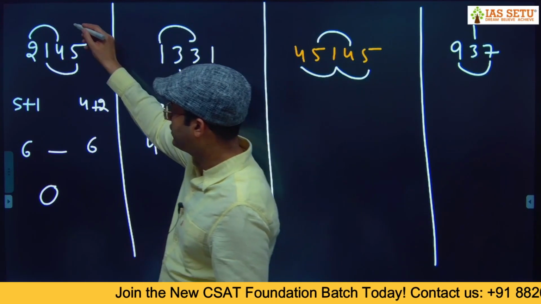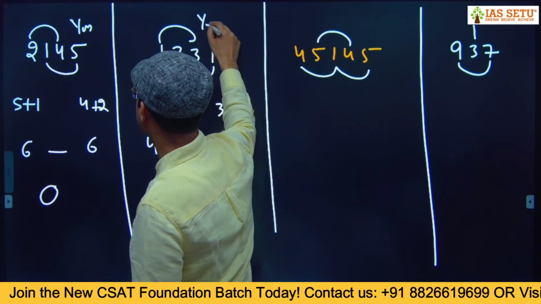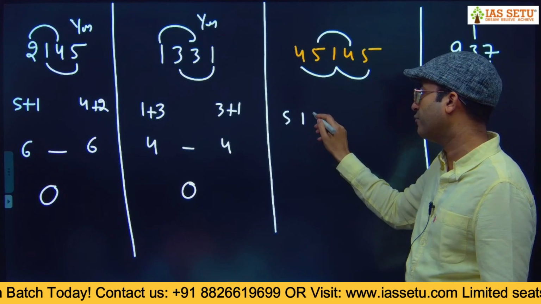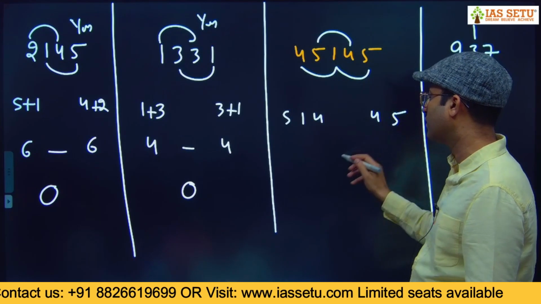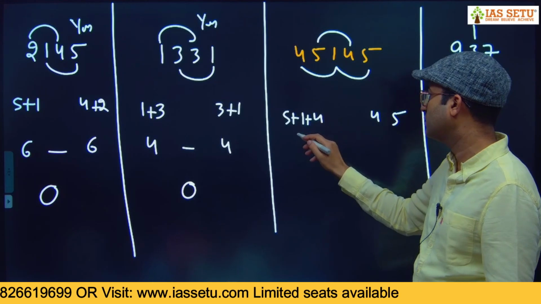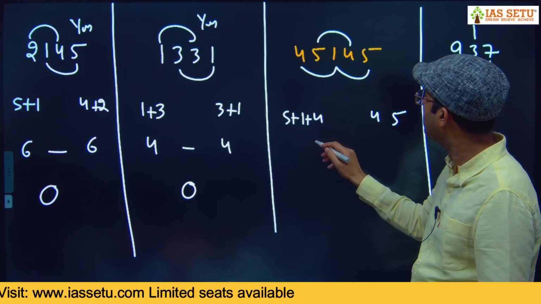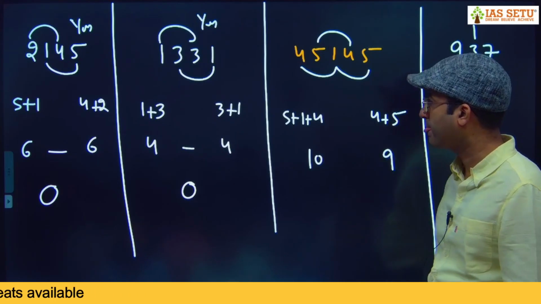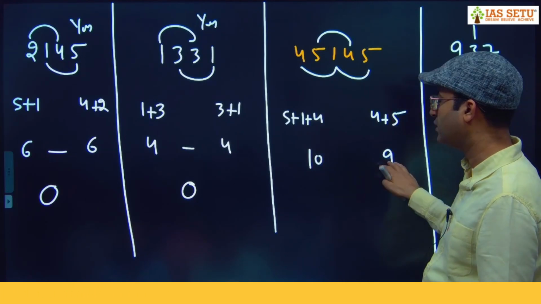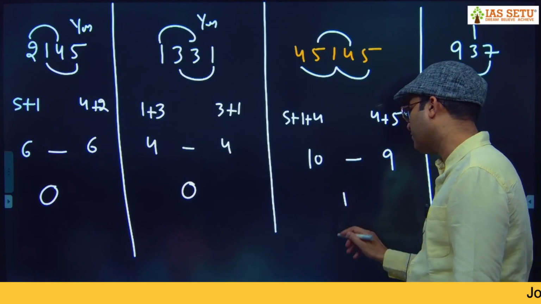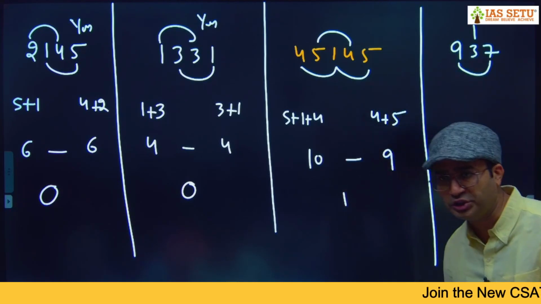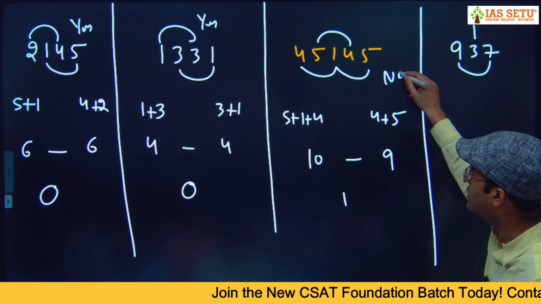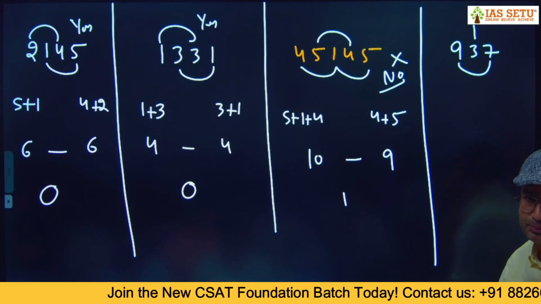So here, yes, this number is divisible by 11. Yes, this number is also divisible by 11. Now in this case, 5, 1 and 4 in a team, 4 and 5 in another team. 5 plus 1, 6, 6 plus 4, 10. Okay, 5 plus 4, 9. So in one team we get total 10, in another team we get total 9. Here the difference is coming 1. Here the rule is if the difference comes 0, 11 or a multiple of 11, it is divisible, otherwise no. So no, this number is not divisible by 11.